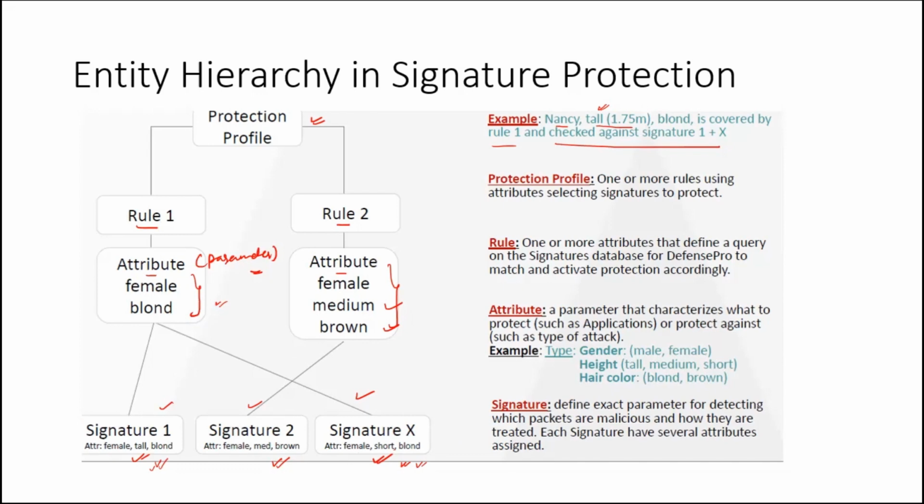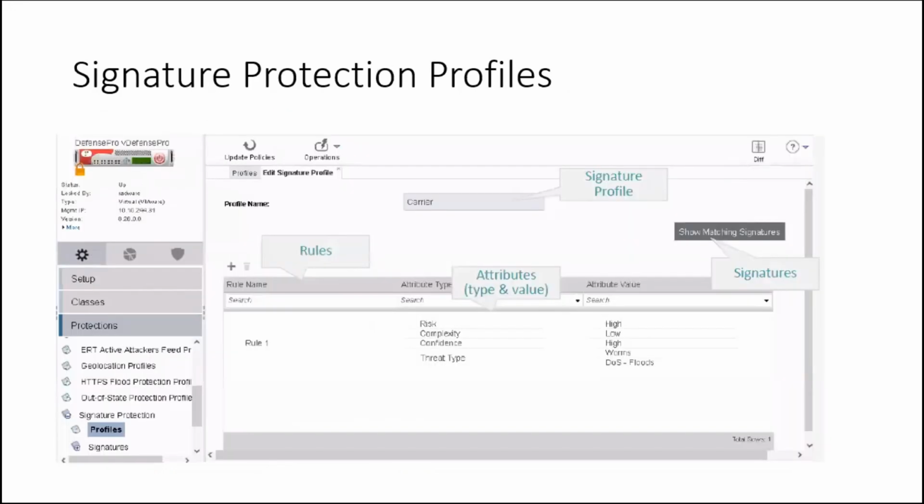Signatures basically define exact parameters for detecting which packets are malicious and how they are treated. So that is a signature. Each signature should have several attributes assigned. It depends on you what kind of attributes you assign. So let's see an example of a signature protection profile.